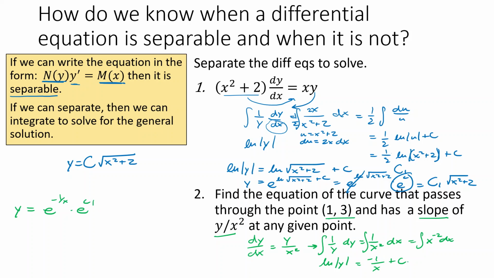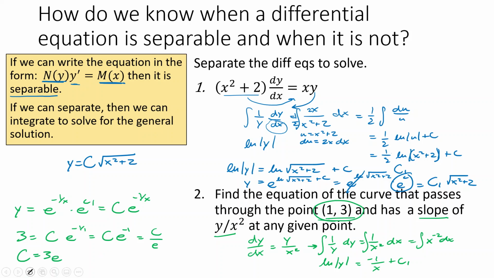Maybe we'll call this c1. And then we can say, if we have c times e to the negative 1 over x like that, now we can plug in the point. So we get 3 equals c e to the negative 1 over 1. So this is c e to the negative 1, or c over e. Multiply up the e, and we get c equals 3e.